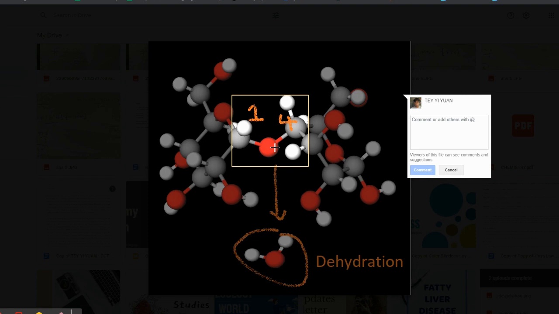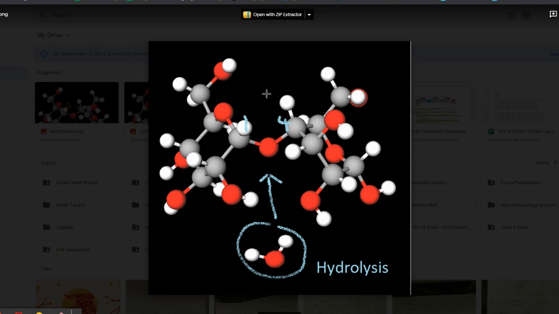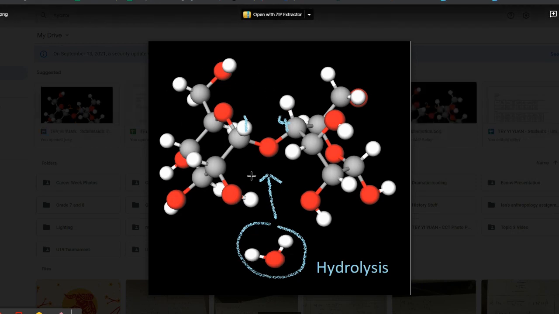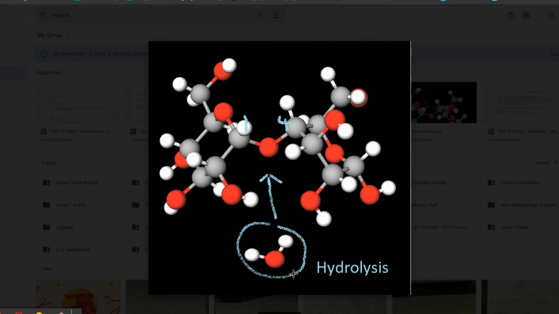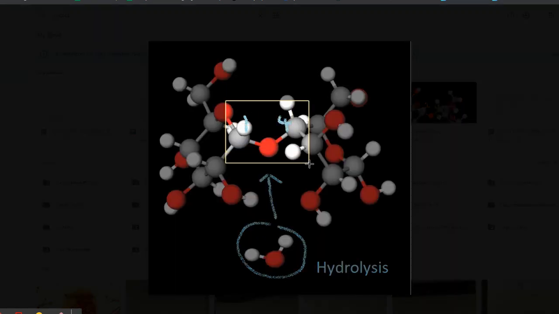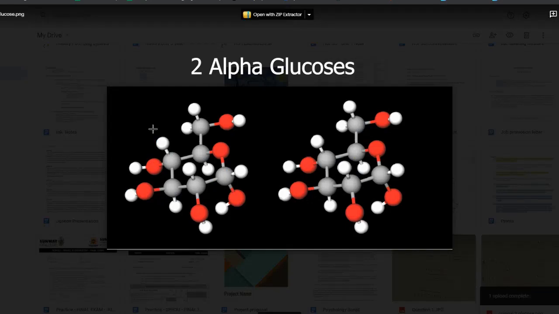Dehydration synthesis is a process that is reversible. 2 alpha glucose monosaccharides can be reverted back to their original structure through a process called hydrolysis. In hydrolysis, a water molecule is added back to the glucose, breaking down the 1,4 glycosidic bond and reverting them back to their original structure. And as a matter of fact, this process is normally carried out by enzymes in cells.